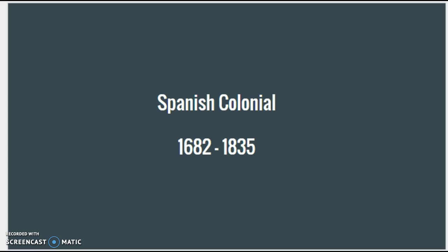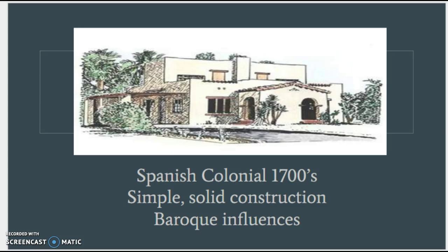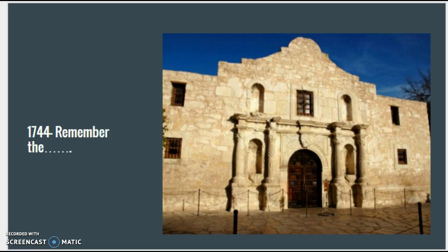During the Spanish colonial period, 26 missions were built in Texas. Missionaries and soldiers brought their construction and design methods, and these influenced the Spanish colonial homes. By 1750, all missions were abandoned and secularized.